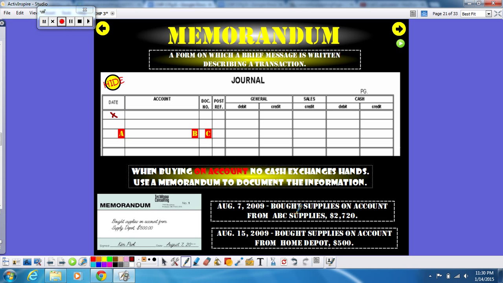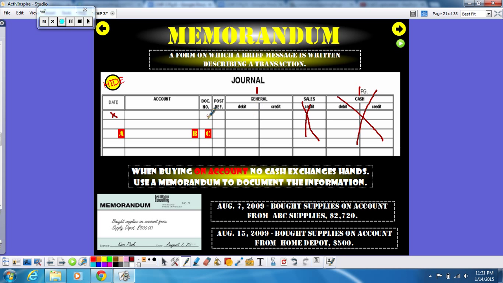Now we've been using cash a lot because it's a special amount column. It gets used a lot. However, when you buy on account, there's no cash used, so we are not going to use cash for this one. There's no sale made, so you're not using sales. Neither one of these columns are used. Just general amount. Both of them go in your general amount column.